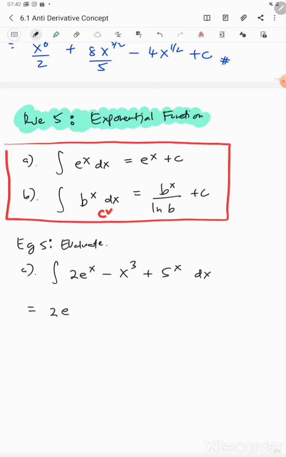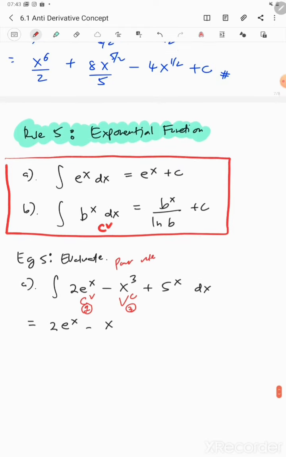Integrate e power of x, you get the same thing, e power of x. Minus x power of 3, we have to apply the power rule. This one is a different function. This is c power of v, and this is v power of c. Number 1 is an exponential function. Number 2, we apply the power rule.